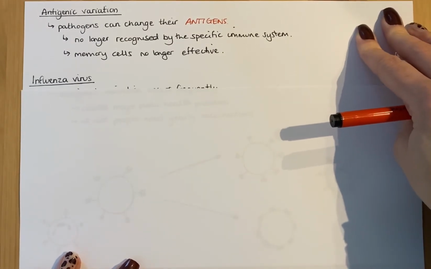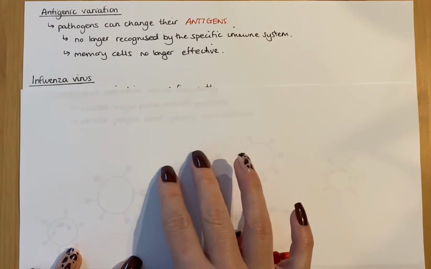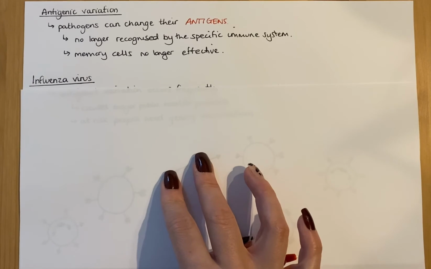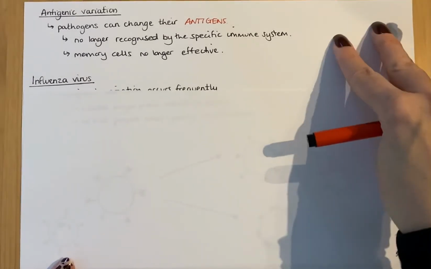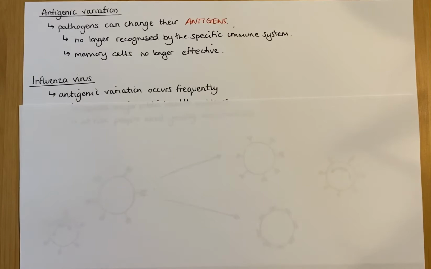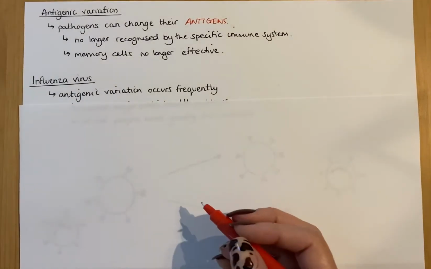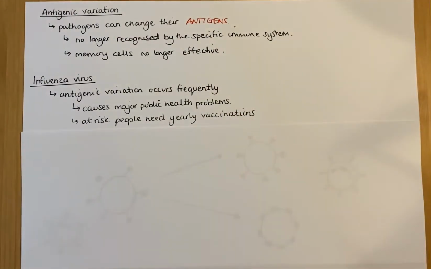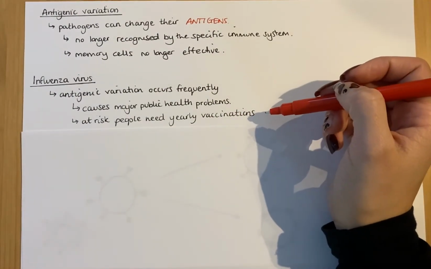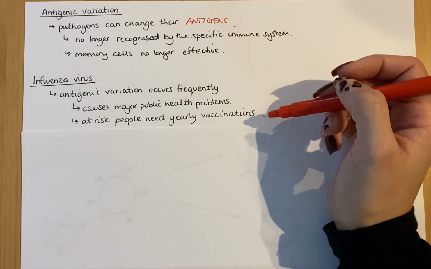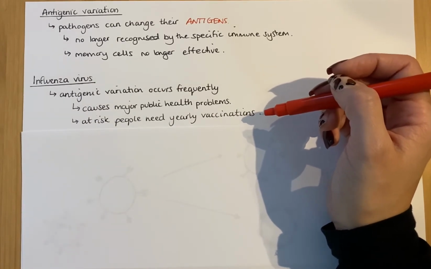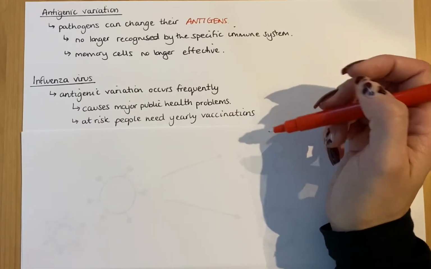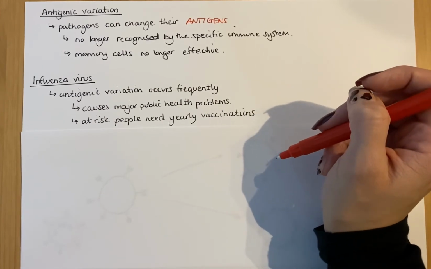Okay, now the virus that this occurs really commonly in is influenza. Now I know we all call it the flu, but for the exam call it influenza if it's covered in that, okay? So antigenic variation occurs really, really commonly in the flu. That's why influenza vaccines are given every year. It's because people need yearly vaccinations because the flu changes its antigens, and therefore the vaccination that you got the previous year could be no longer effective because the memory cells that it caused to be produced no longer will work on that new variation of the influenza virus.